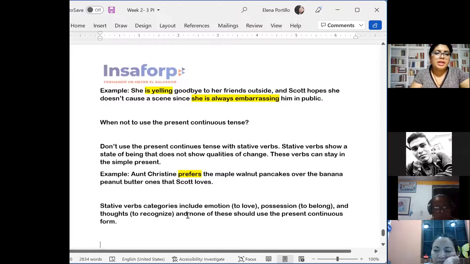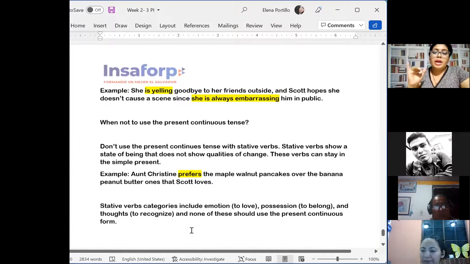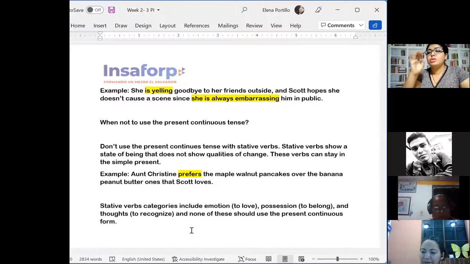So we have here the categories that we are not going to include in this structure. We have the emotions, the possession, and the thoughts. And none of these we are going to use with the present continuous form. But we have, and this is almost the last thing we are going to say about this, because it's almost time to end the session, the exception to the rule, because we have some exceptions in some cases, because we have some verbs that are dynamic and stative.